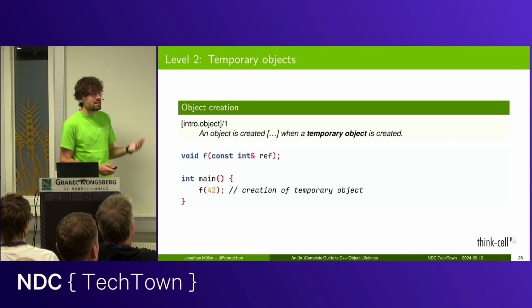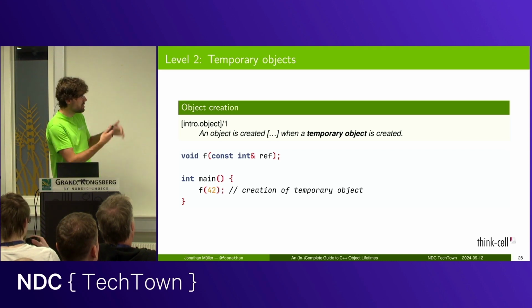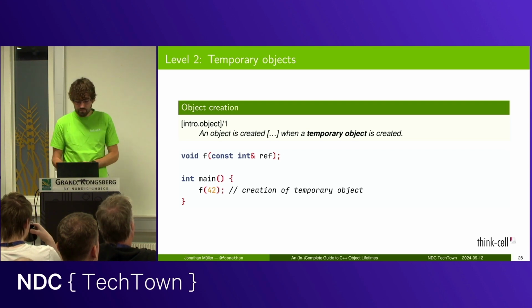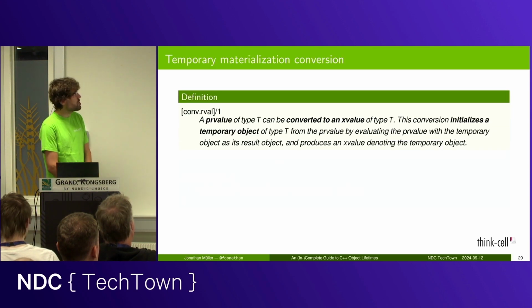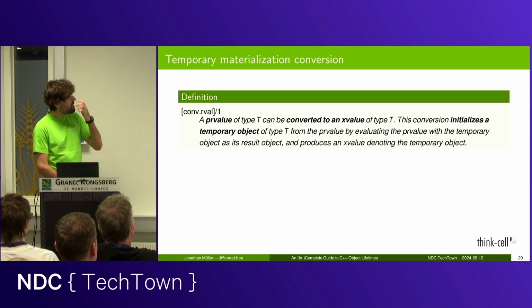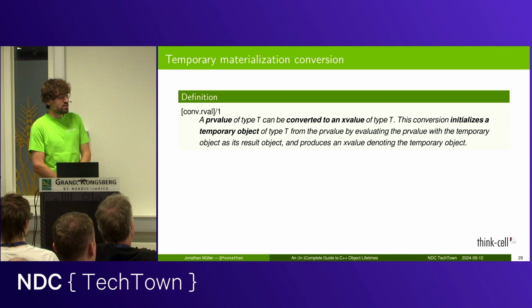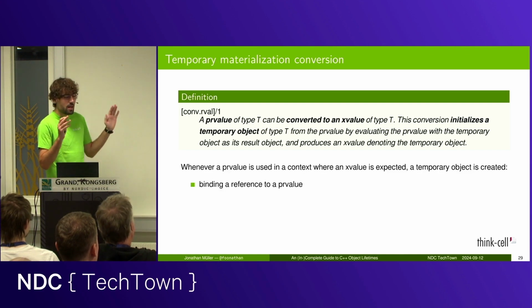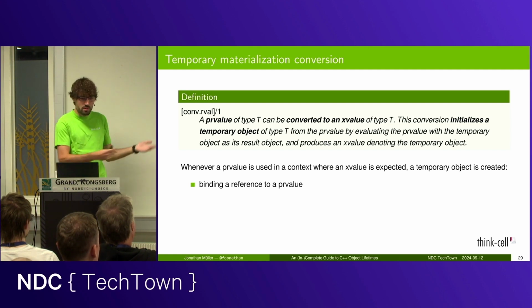But references are aliases to objects, so we need some object in order to bind the reference to. So the call creates a temporary object. This process is called temporary materialization conversion, which is a great phrase for Hangman. And the standard says a PR value of type T can be converted to an X value of type T. This conversion initializes a temporary object of type T from the PR value by evaluating the PR value with the temporary object as its result object, and produces an X value denoting the temporary object. These are a lot of words to mean: when we need an object and we have a PR value, we create a temporary object initialized by that value.